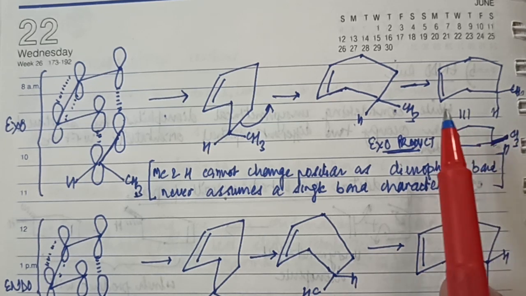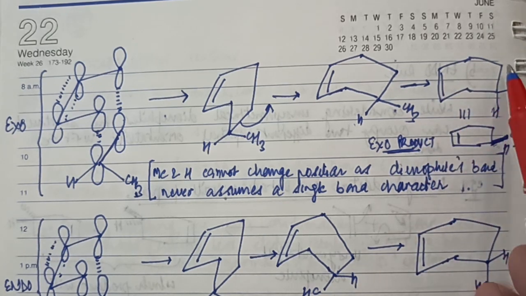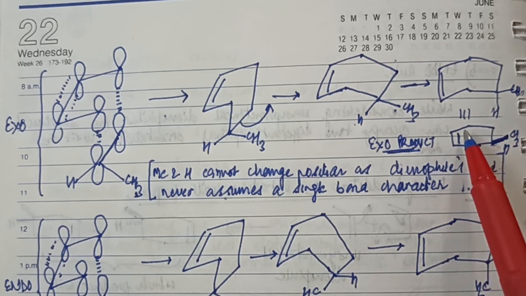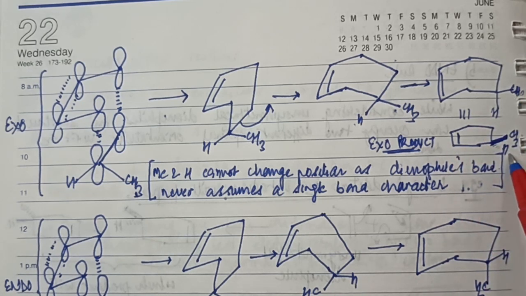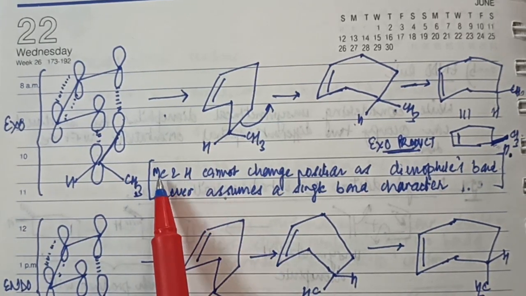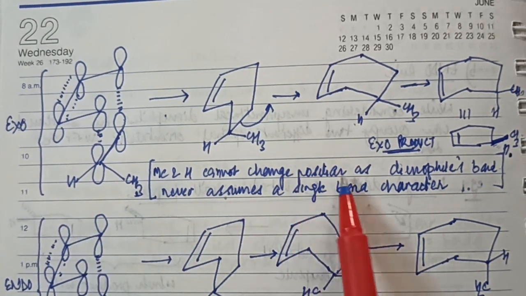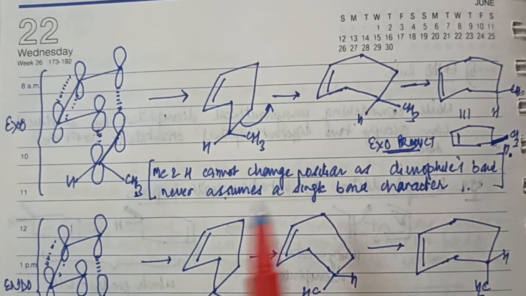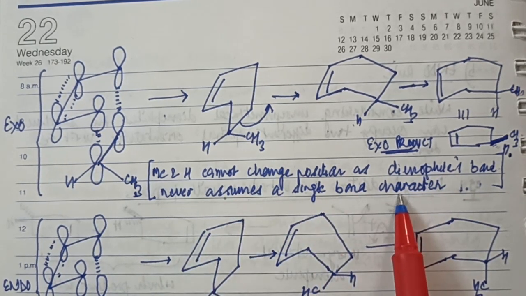In order to represent in a three-dimensional manner, this is a cyclohexene molecule. In the cyclohexene molecule, methyl is coming above the plane and hydrogen is coming below the plane. So this is the first product of the exo orientation which we have discussed. As I've told you and I've written here, methyl and hydrogen cannot change positions, as the dienophile's bond never assumes a single bond character.